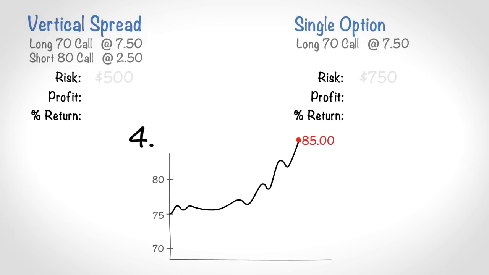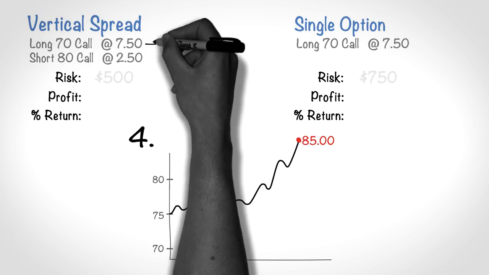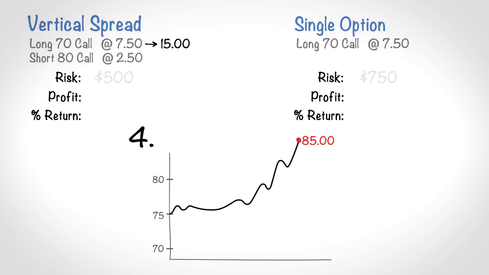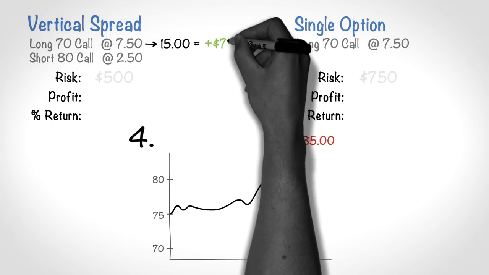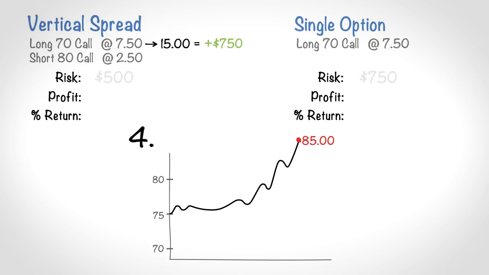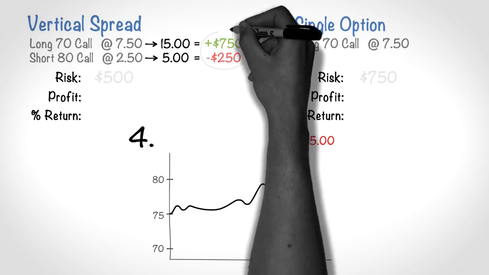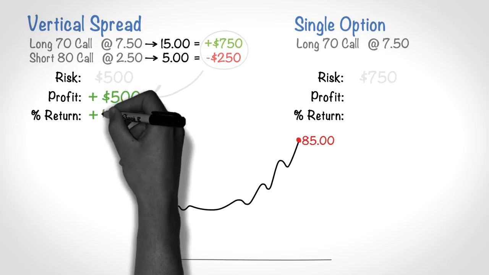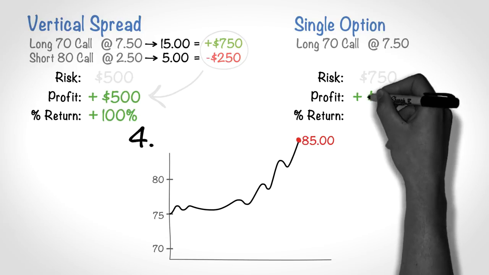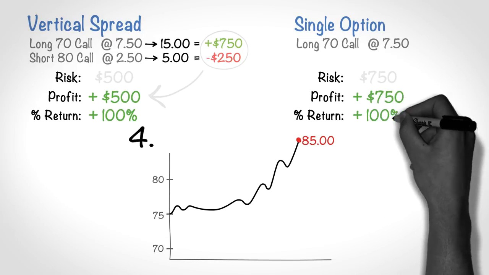For the vertical, the 70 call we bought for $7.50 would now be worth $15, providing us with a profit of $750 on that leg. And the short 80 call we sold at $2.50 would now be worth $5, resulting in a loss of $250 on this leg of the trade. So our net profit is only $500 as opposed to $750 if we would have just bought the call.